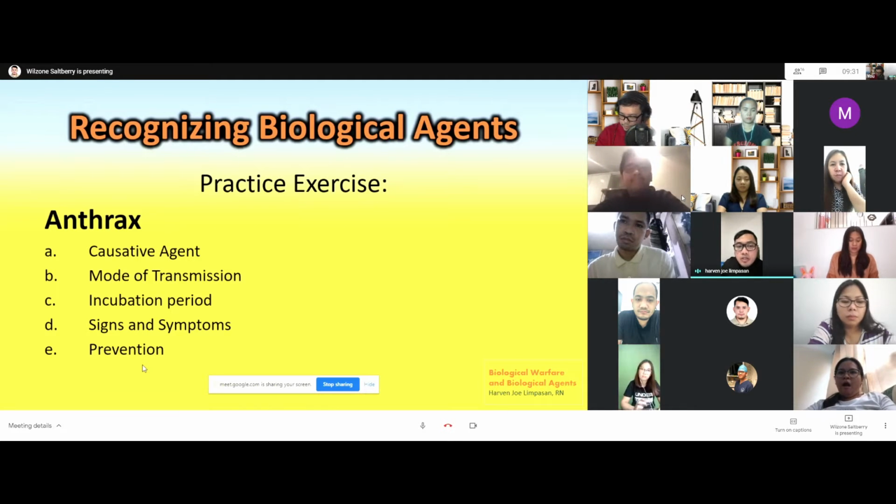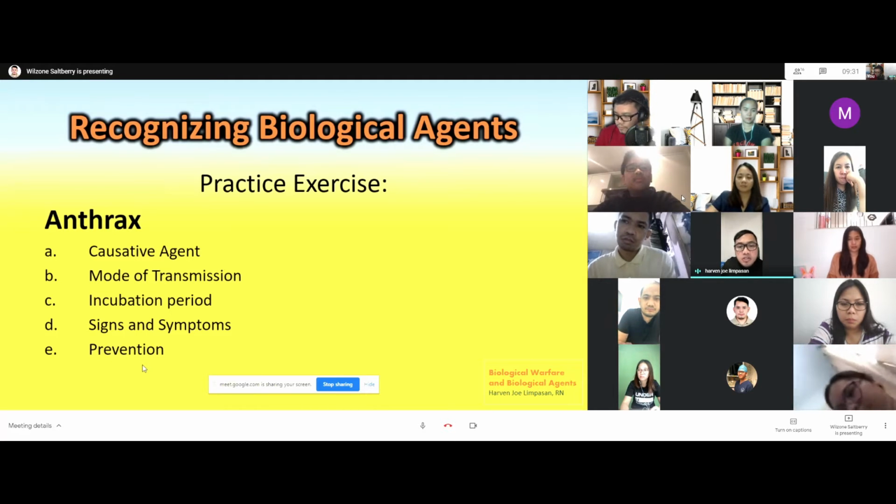It can be cutaneous, respiratory, and gastrointestinal. Cutaneous will be contact with the spore. Respiratory will be the inhalation of the spore, and gastrointestinal will be ingestion of the spore.